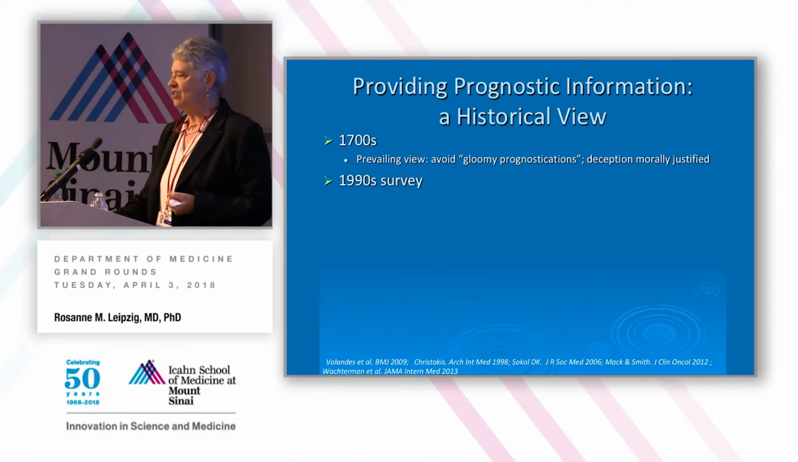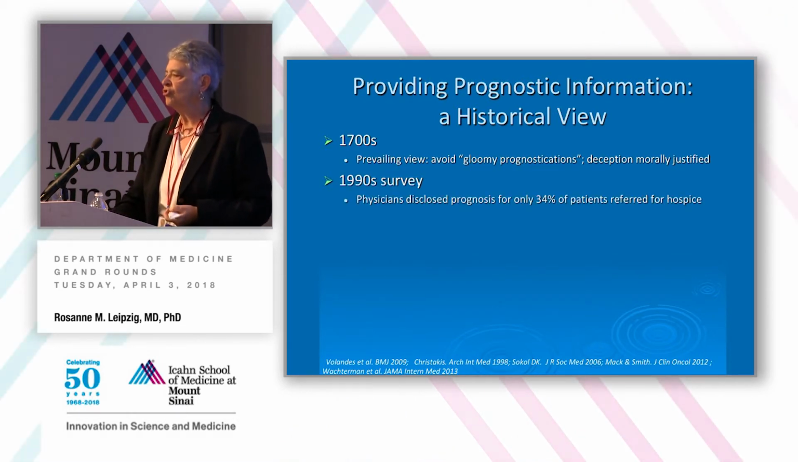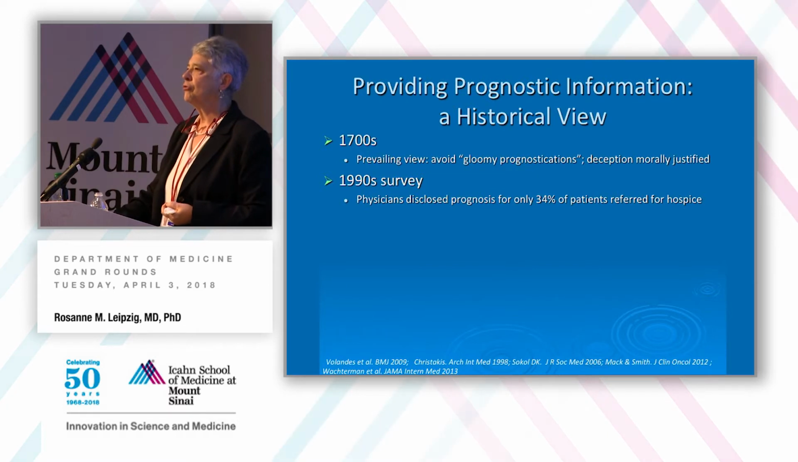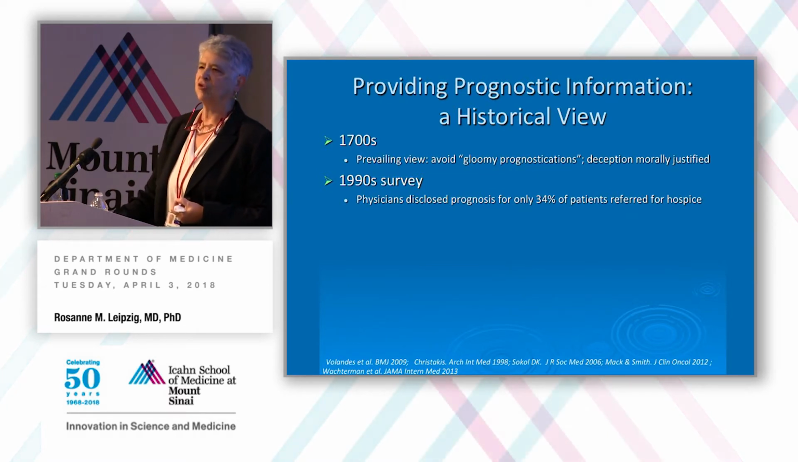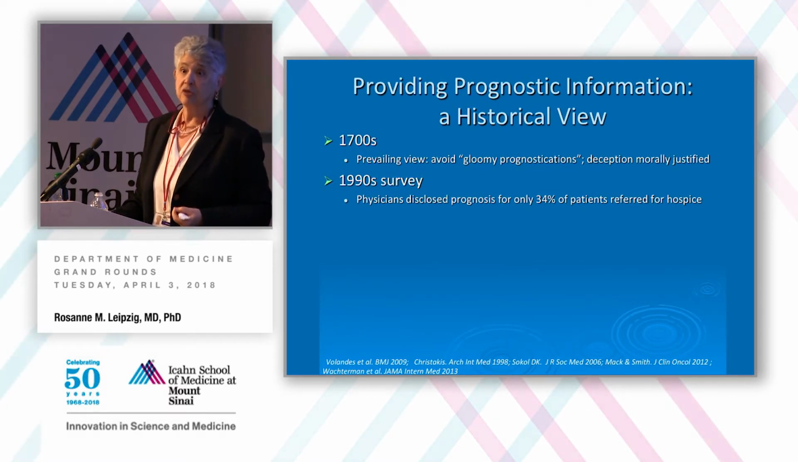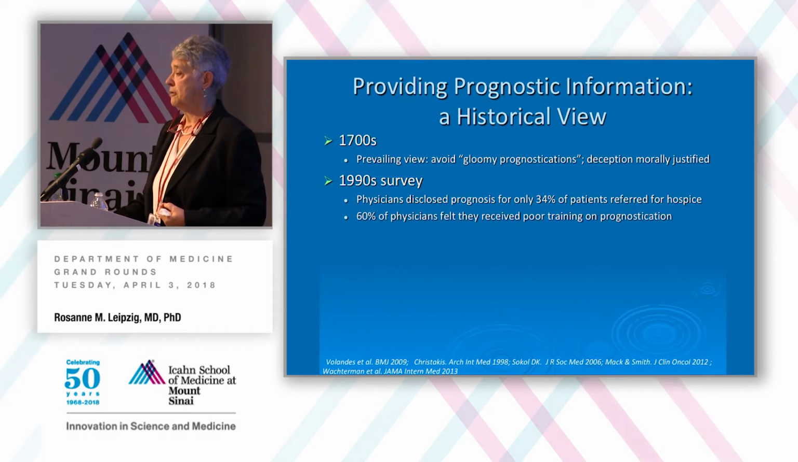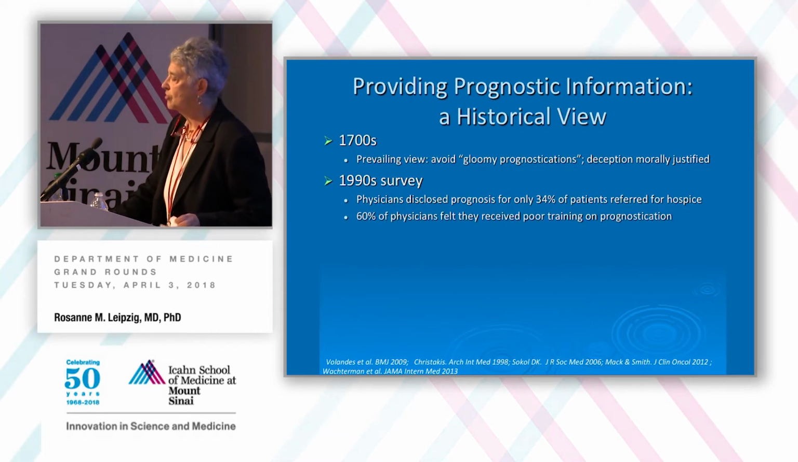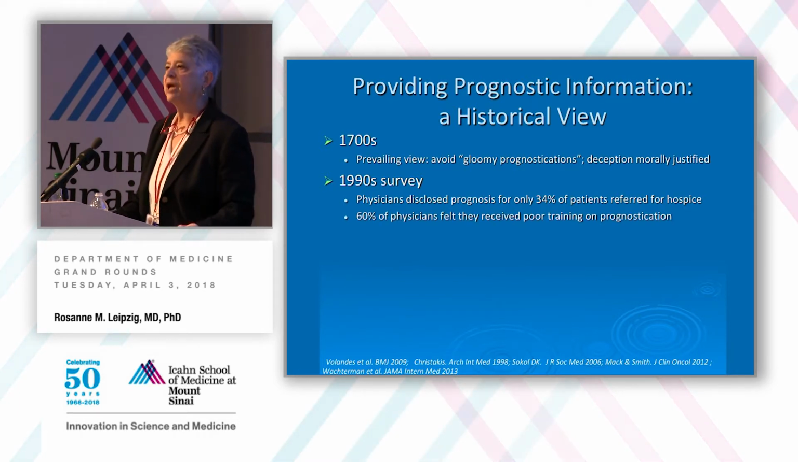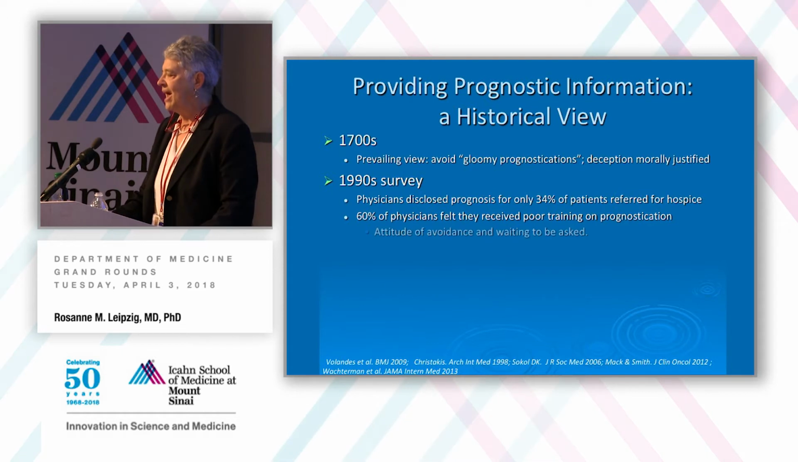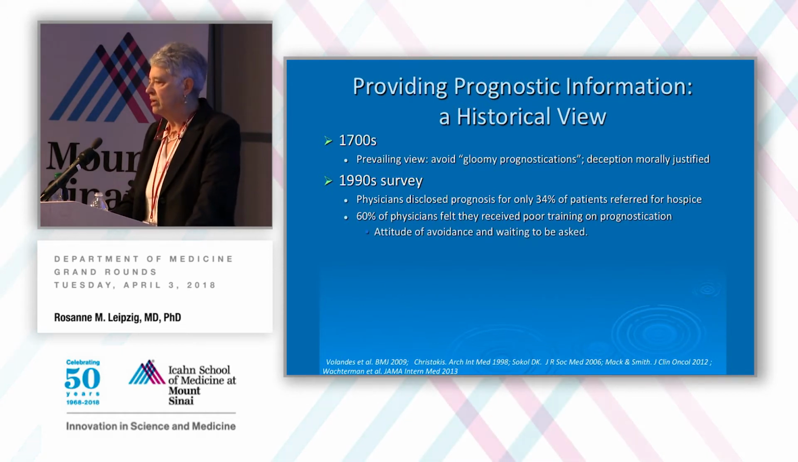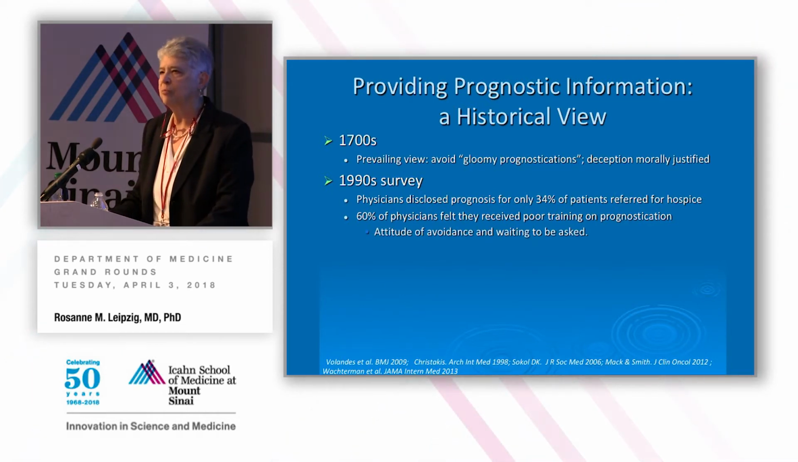In 1990, surveys showed that physicians disclosed prognosis for only a third of the patients they referred to hospice. So what's the definition of being able to be referred to hospice? The physician believes you have 6 months or less to live. Okay? 60% of physicians felt they received poor training on prognostication. And my guess is that that's true for this group as well, even though it's 20 years later.